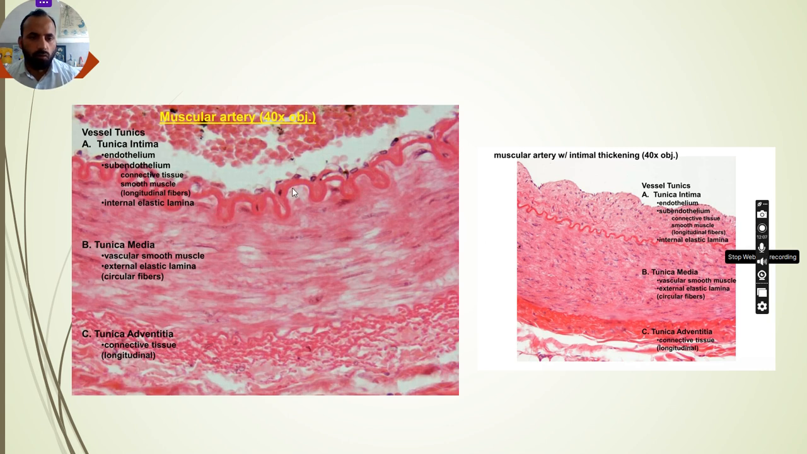Here you can see an enlarged view of the muscular artery. So this is the wave appearance of the internal elastic lamina of the tunica intima. Here also you can see that.